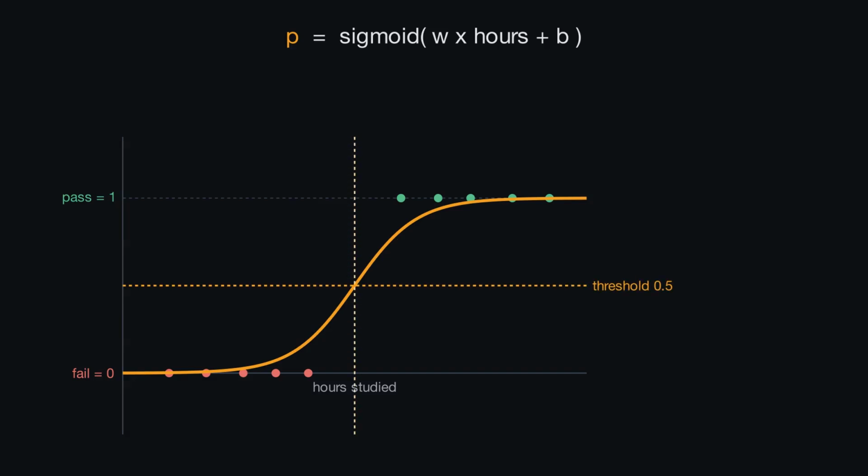To make an actual decision, we draw one more line. A threshold, usually right at 1/2. Above it, we predict pass. Below it, we predict fail. The spot where the curve crosses the threshold is the decision boundary.